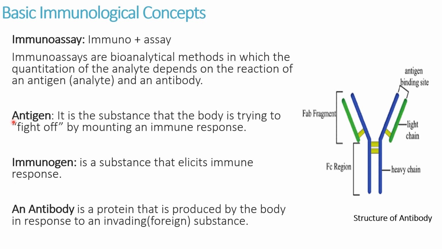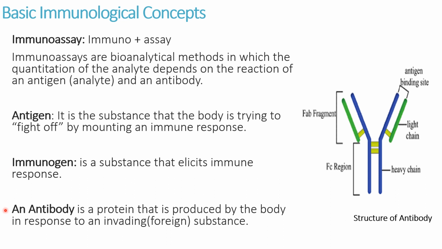Now, what is antigen, immunogen, and antibody? Antigen is a substance with the ability to induce an immunological response. They typically enter the body from an infection. They are recognized at their epitope by B cells or by the T cell receptor on T cells. Now, what is immunogen? Immunogen is a substance that elicits immune response, whereas antibodies are produced by the B lymphocytes.